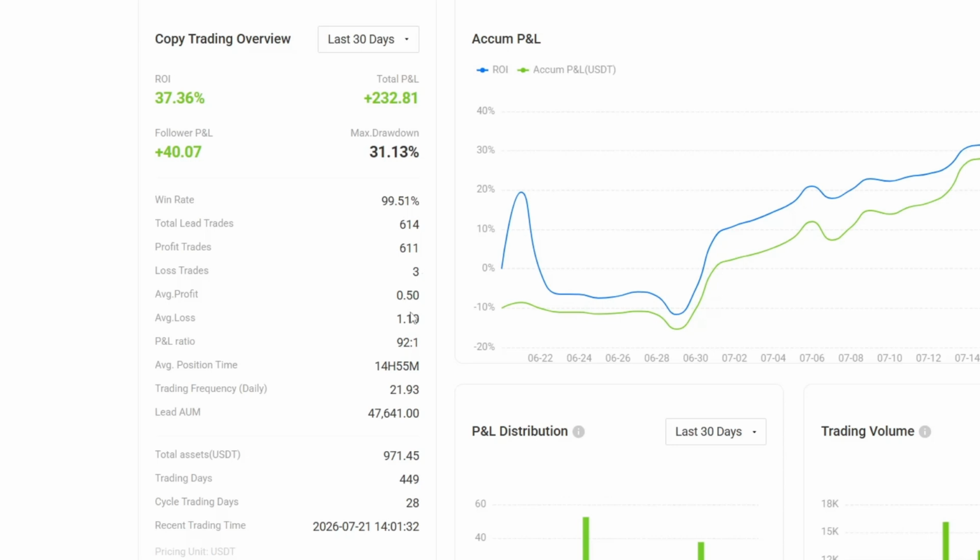Average profit, average loss, and P&L ratio help us compare the size of those wins and losses instead of only looking at how often the trader wins. Average position time shows how long he normally holds his trades, while daily trading frequency shows how actively he trades. Total assets also give us an idea of how much capital the trader has in their account.